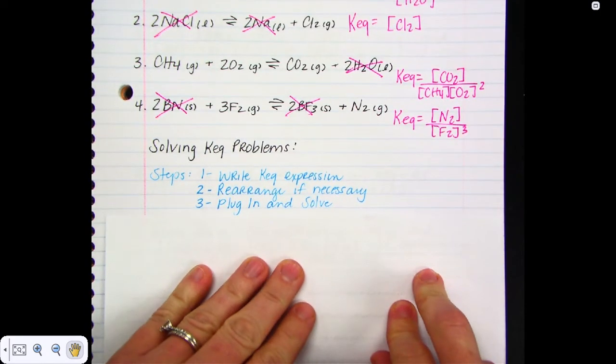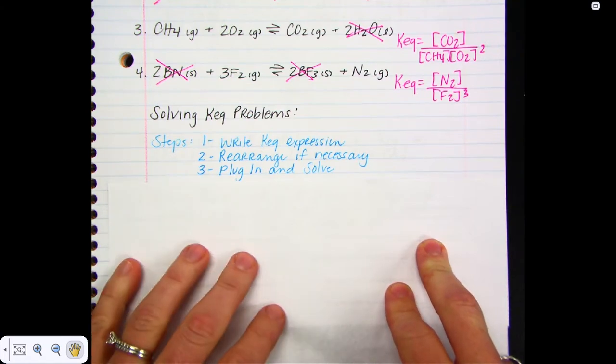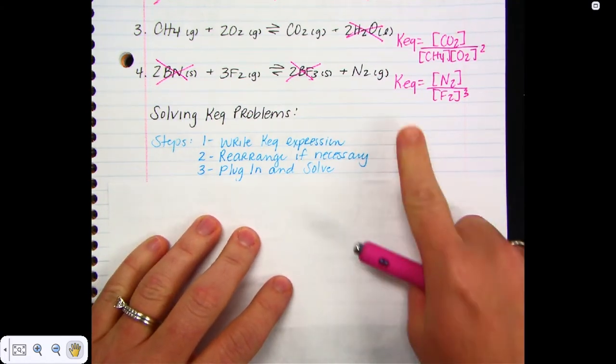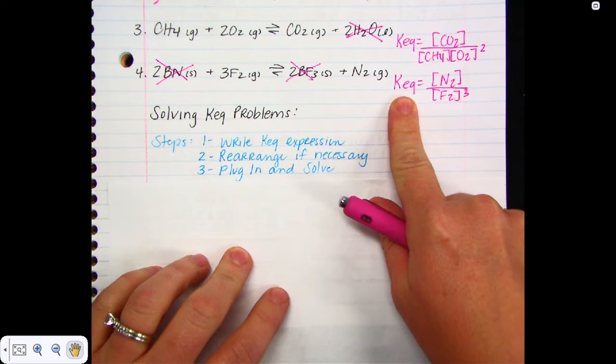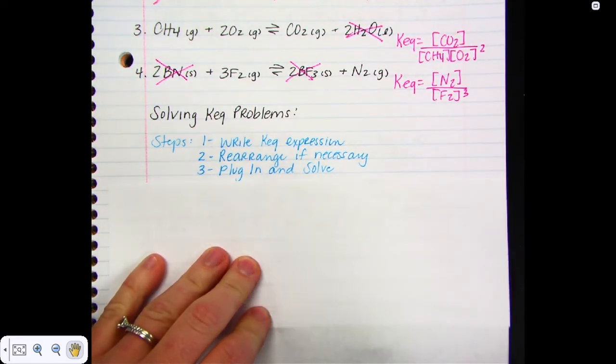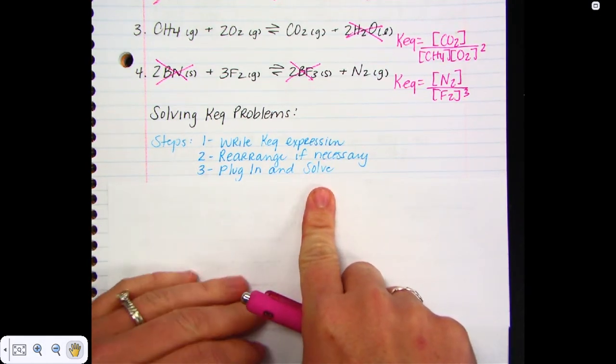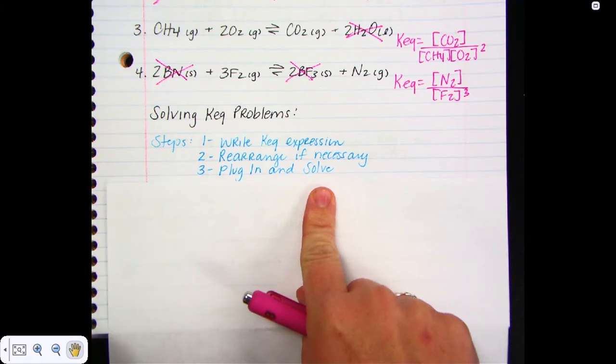All right, so now let's talk about how we use this, solving Keq expressions. So my first step is just what we did. Write a Keq expression. And then look at your Keq expression, see what it's asking you to solve for. Sometimes you're going to be asked to solve for the value of Keq. Sometimes you might be given Keq and asked to find one of your concentrations. So you may need to rearrange. And then once you've rearranged, if it's necessary, plug in and solve.